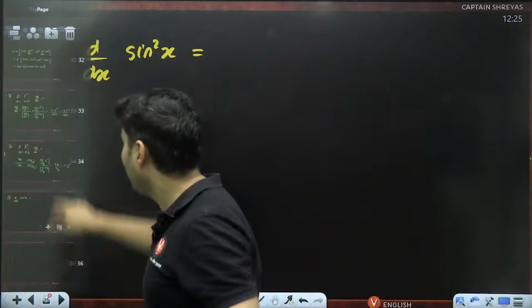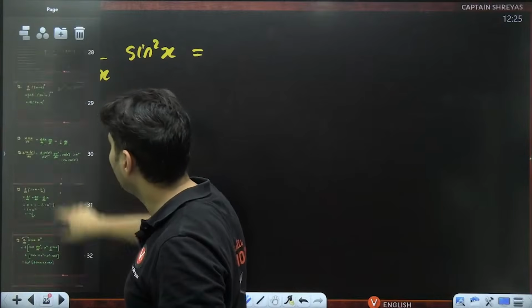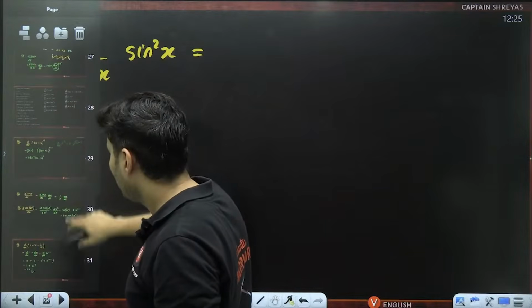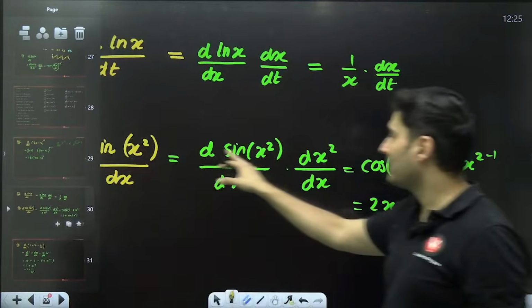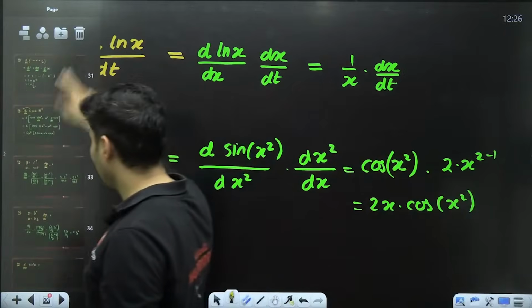What we did some time back was way, way different. Look at this. Where did it go? Somewhere we did it. Not able to find. Here. See, this was sine of x's square. That was a completely different problem. This is completely different.